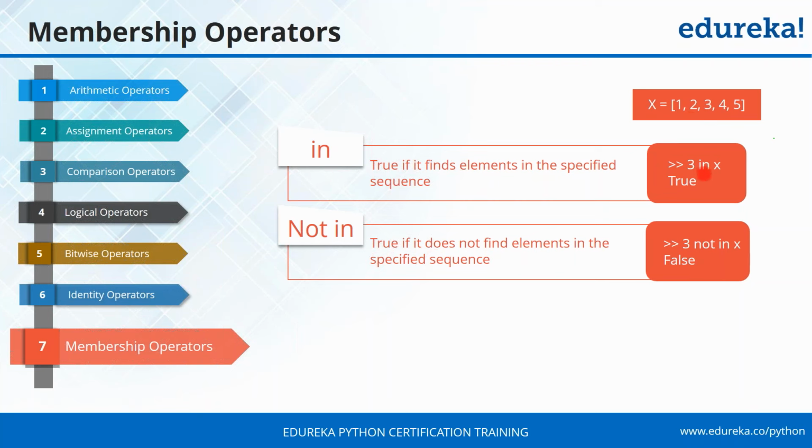So using the membership operator, what we're doing is checking if a certain value is present in the list. So you can see here 3 is being checked in the list X, and it is giving us a value true because 3 is present in the list. Similarly, when we see if 3 is not in X, then it gives us a false. Now don't worry, I'll give you an example of this when we're talking about lists.